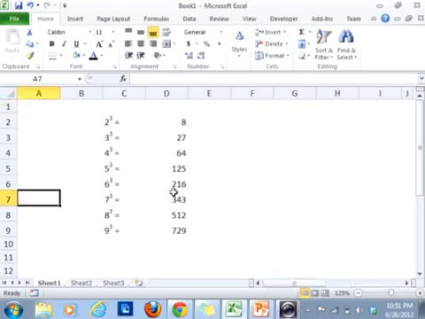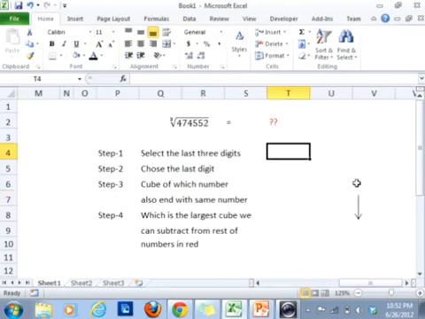So here is the table. We have 2 cubed is equal to 8, 3 cubed is equal to 27, and similarly we have 4, 5, 6, and all these cubes here. You need to remember these cubes to get the cube root of a large number. Now I have 4 basic steps to get the cube root of a large number.